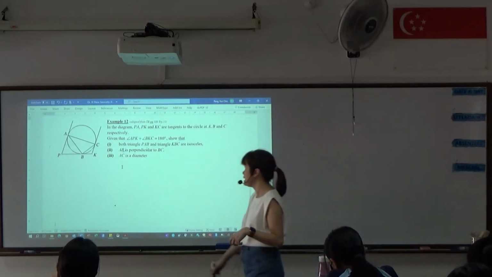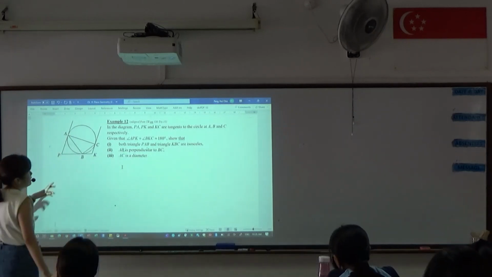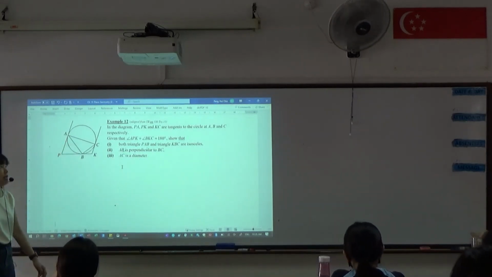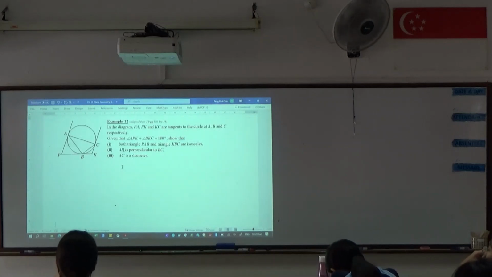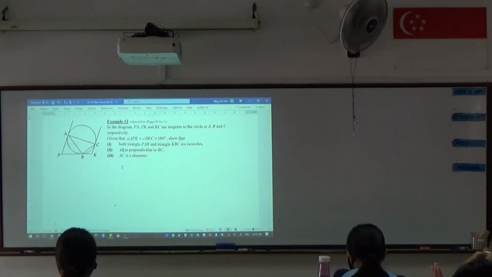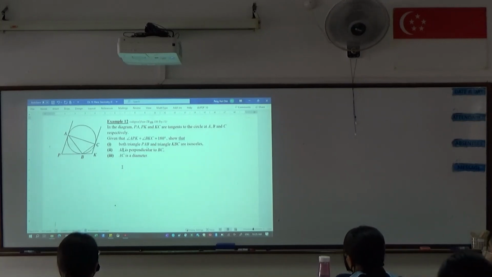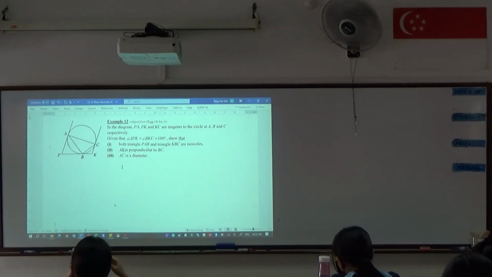You are given that PA, PK, and KC are tangents to the circle at A, B and C respectively. So since we're given tangents, we will use properties related to tangents. One important property is your tangent perpendicular to radius. But in this question, no radius is being given to us, so we will not be able to use that. Another important one is tangents from external point. So if you look at your notes, there is one that says tangents from external point.